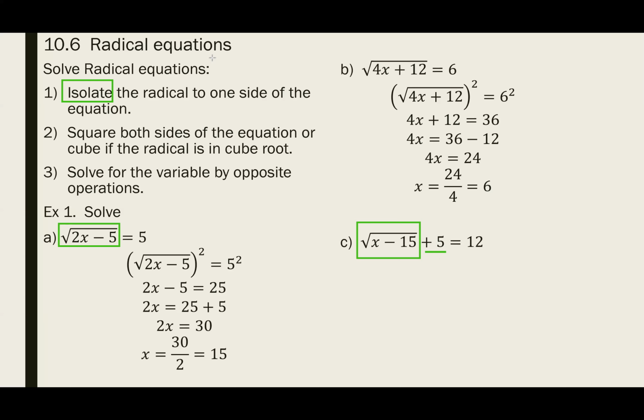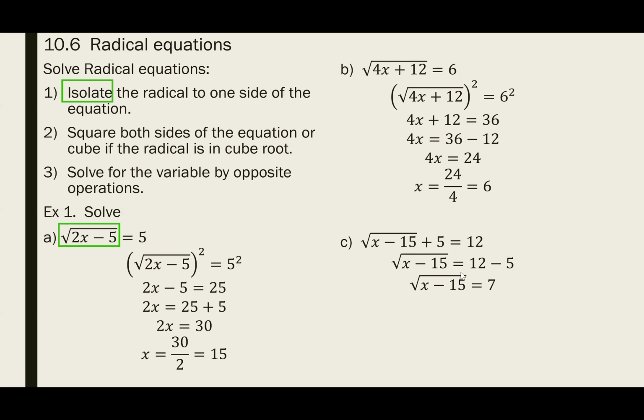So this is what you need to do, ladies and gentlemen: before you can square them up, you need to somehow get rid of that 5. How do I get rid of the 5? Well, it's easy. I need to move the 5 to the other side, and if I move the 5 to the other side, I need to subtract. So in this case, we have 12 minus 5. I have the square root of 5x minus 15 equal to 7. So now we're good to go.